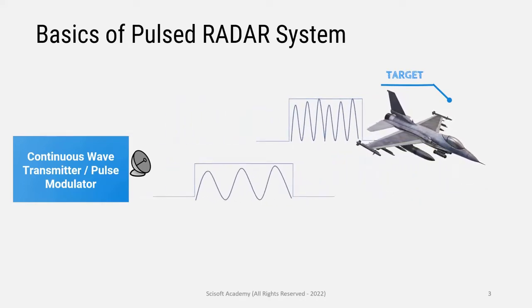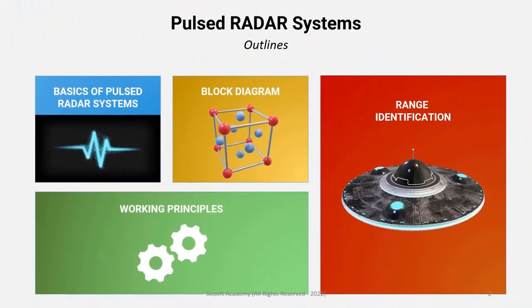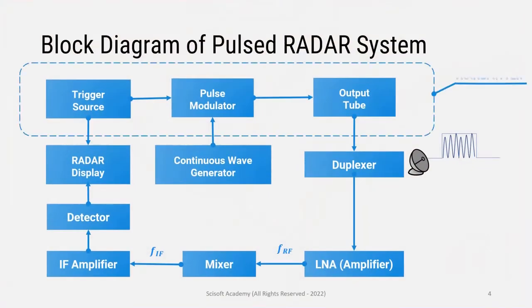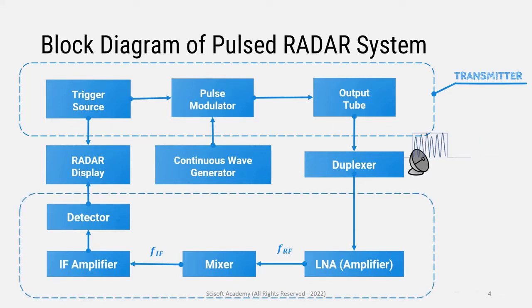Now we will move ahead with the block diagram of the pulse radar system. This is the basic block diagram of the pulse radar system, where we have two sections, one for the transmitter and one for the receiver. And if you see, the radar display is a common section, which gets connected from the transmitter and also from the receiver. The workflow starts from the triggering source. The triggering source is going to generate a pulse wave for us.